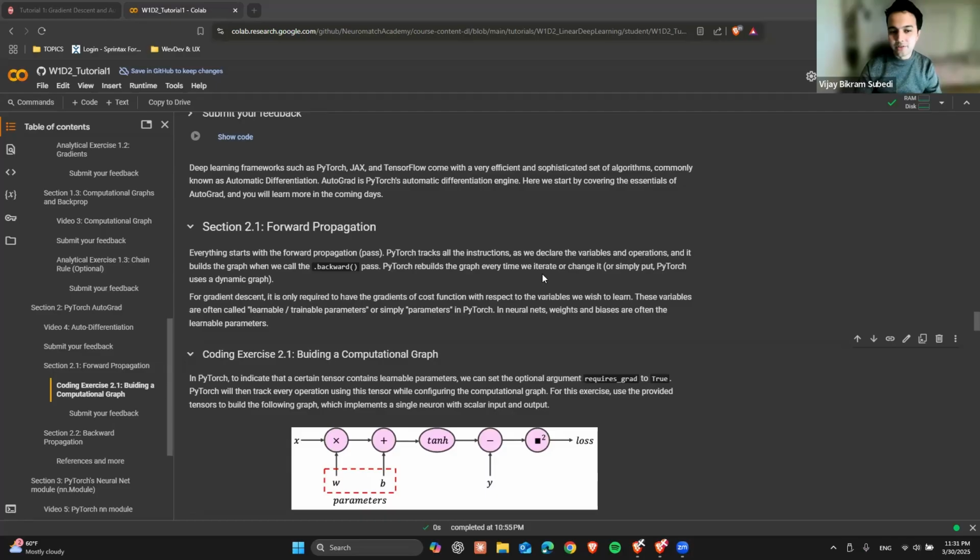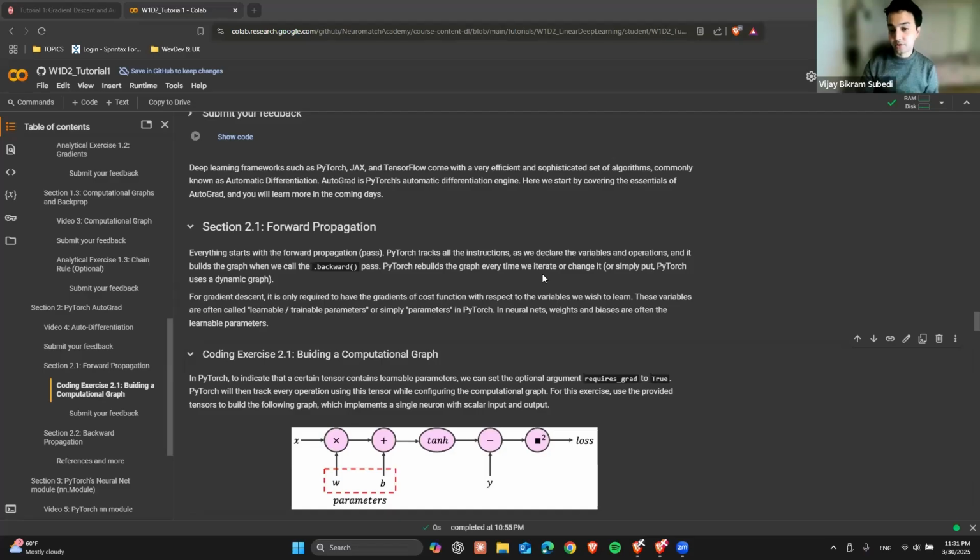So today we are going to learn about forward propagation, and about AutoGrad, or PyTorch AutoGrad. AutoGrad is simply an automatic differentiation system that is used in PyTorch and in machine learning systems in general.